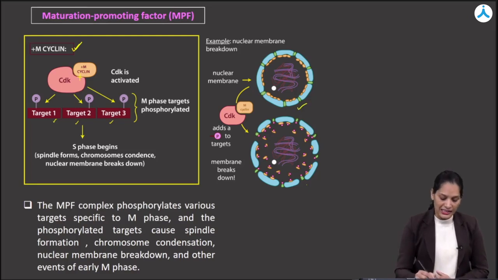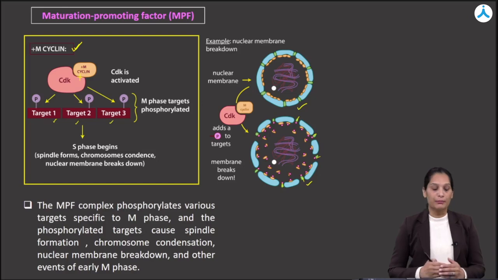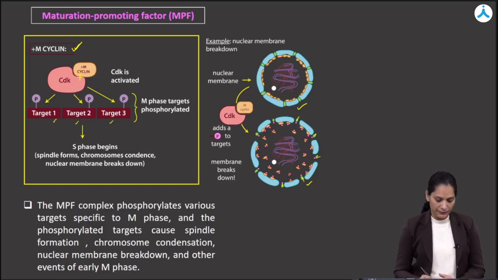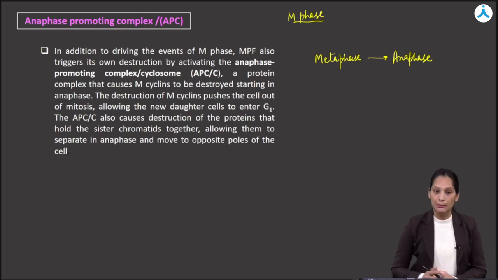We can clearly see here that there is disintegration of the nuclear membrane which takes place in the prophase, and why is it so? Because it is due to the MPF, right? There is another checkpoint within the M phase when the cell is promoted from metaphase to anaphase. This is called the spindle assembly checkpoint.